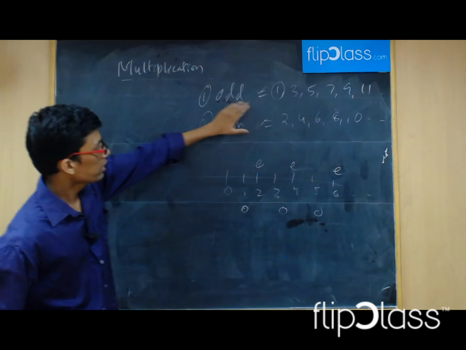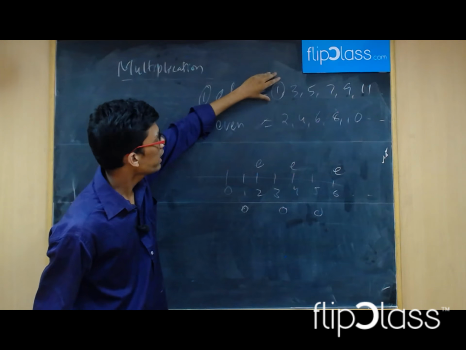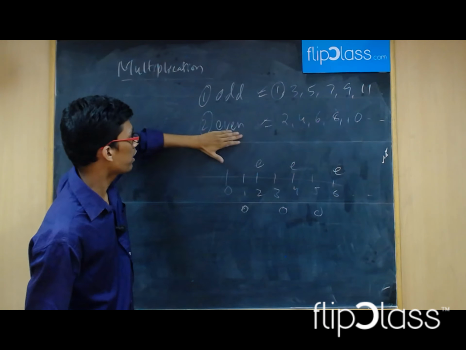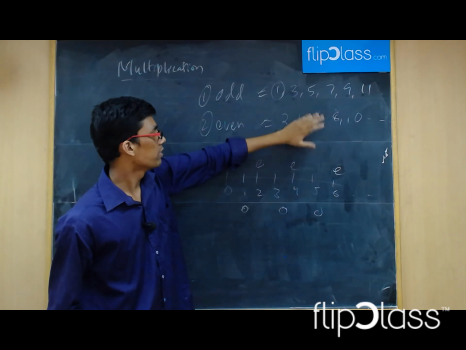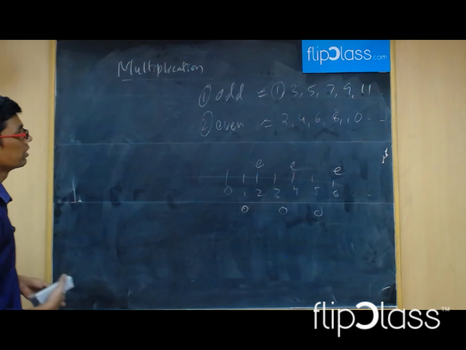So the odd numbers are 1, 3, 5, 7, 9, 11. And the immediate number after 1 is 2, which is an even number. The immediate number after 3 is 4, which is an even number. 5, 6, 7, 8. So all these numbers are even numbers.